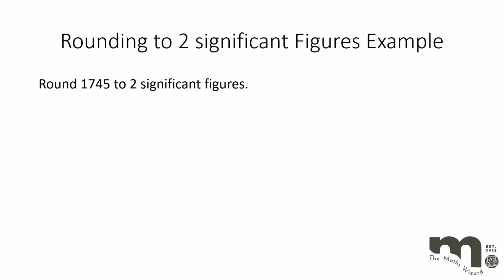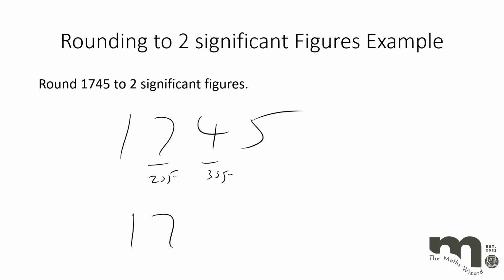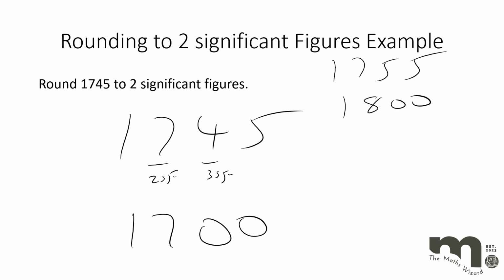Okay, we'll have a look at a two significant figure one then. This time our first significant figure is 1, our second significant figure is this 7, and our third is this 4. Because this is a 4, the 7 will stay as a 7, and then the remaining two digits become 0. So this number to two significant figures would be 1700. If we had a 5 here, let's say it was 1755, then the number would become 1800 to two significant figures.